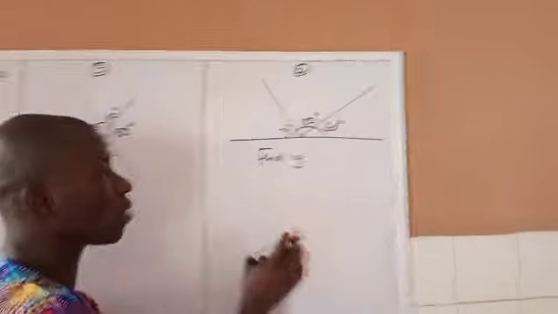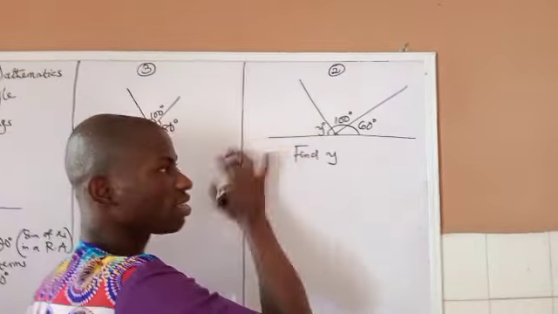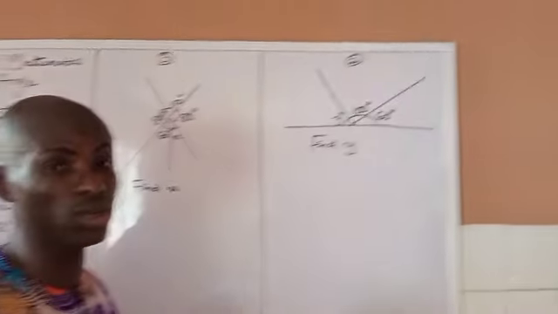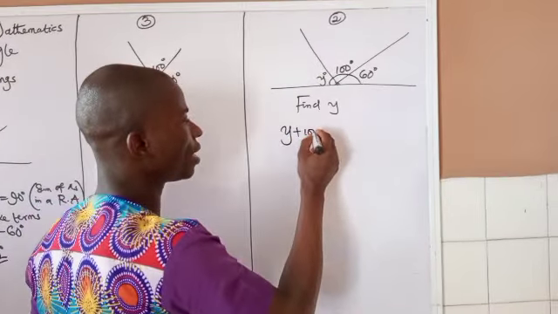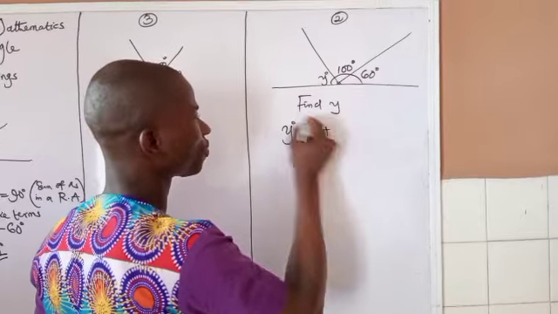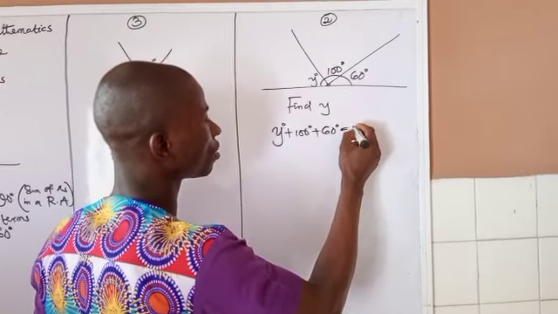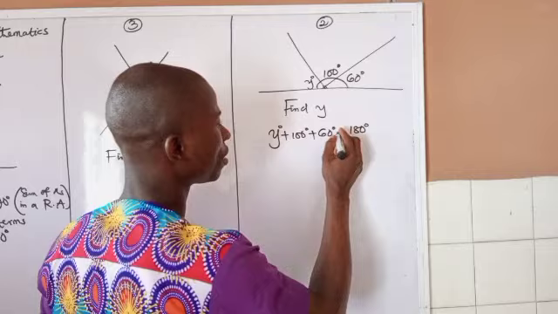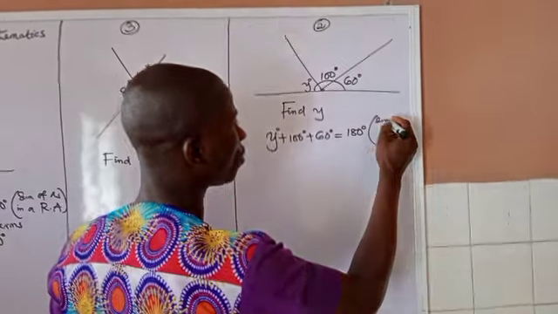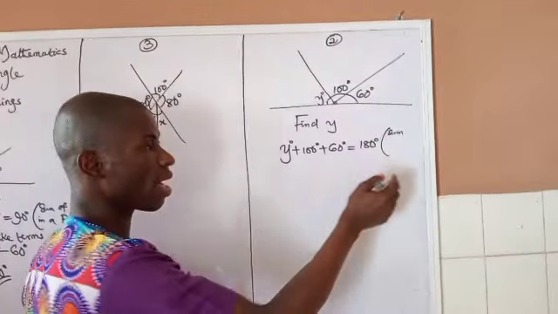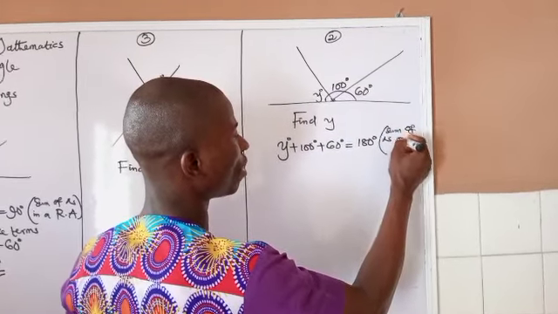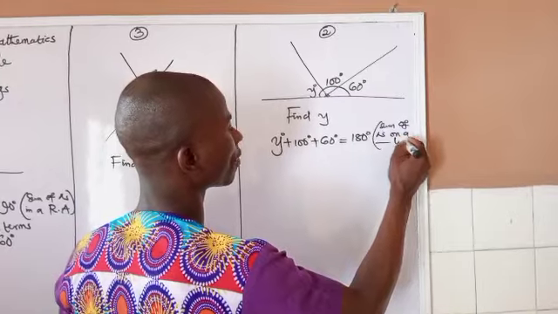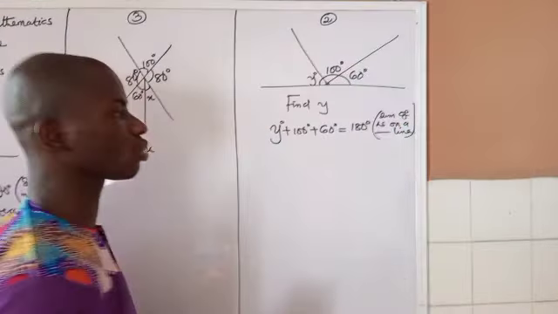Now, let's move to the second one. Here they ask us to find y. What is this? Very good. This is a straight line. And sum of angles on a straight line is what? 180. So we have y plus 100 degrees plus 60 degrees equals 180 degrees. Why? Sum of angles. So you have to put the reason there: sum of angles on a straight line. Sum of angles on a straight line is equal to 180.